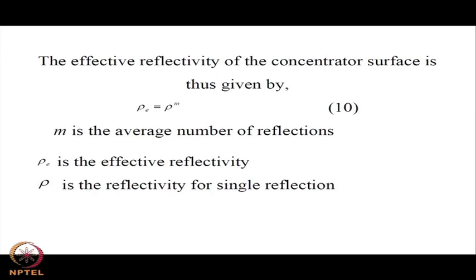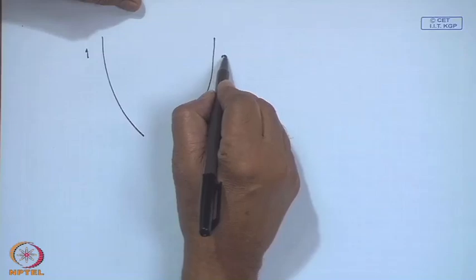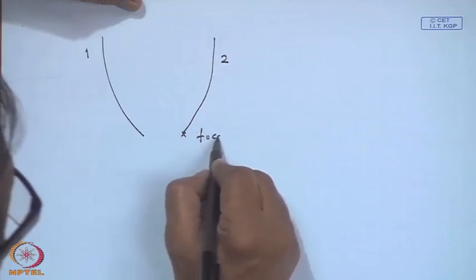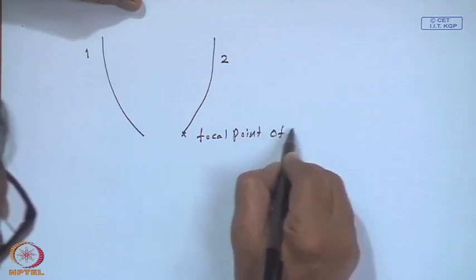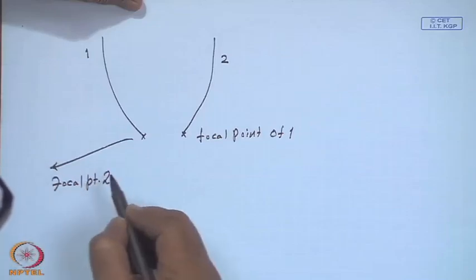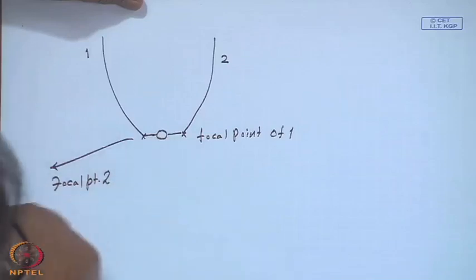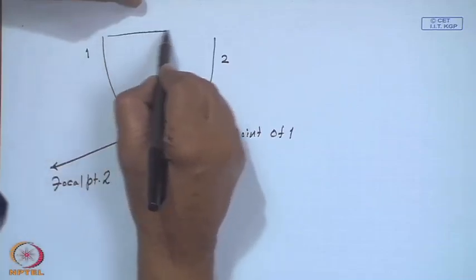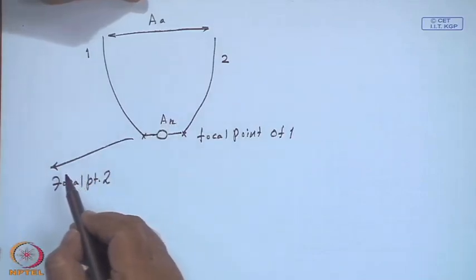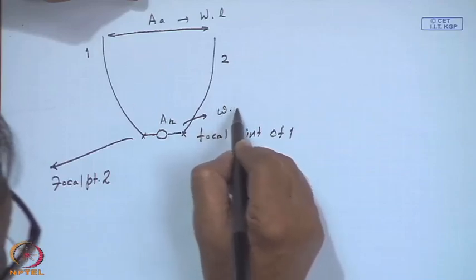Now, you have got a compound parabolic collector. This is parabola 1, parabola 2, it does not matter whether we call them 2 and 1 the other way around. This is the focal point of 1 and this is the focal point of 2. Okay? So, I may have an absorber with a tube and a fin like this. So, this will be my aperture area effectively, and this will be sort of my receiver area, which we have called small w times L, right?